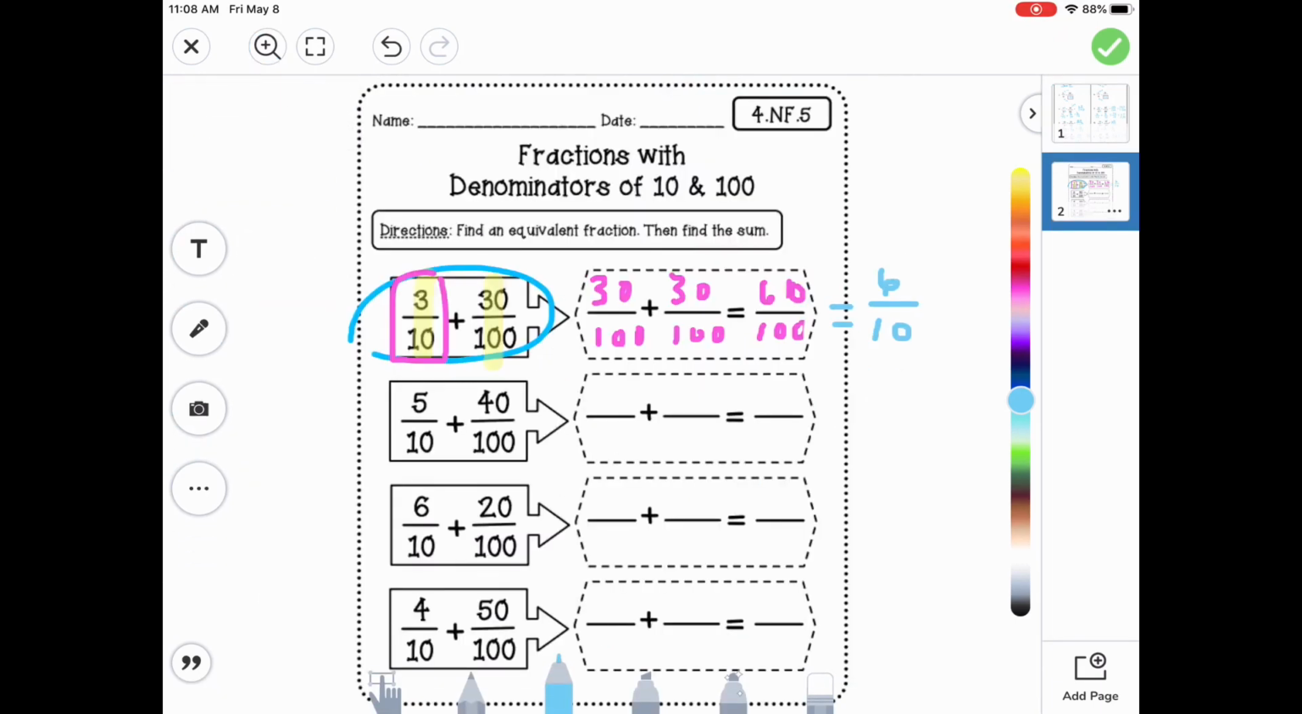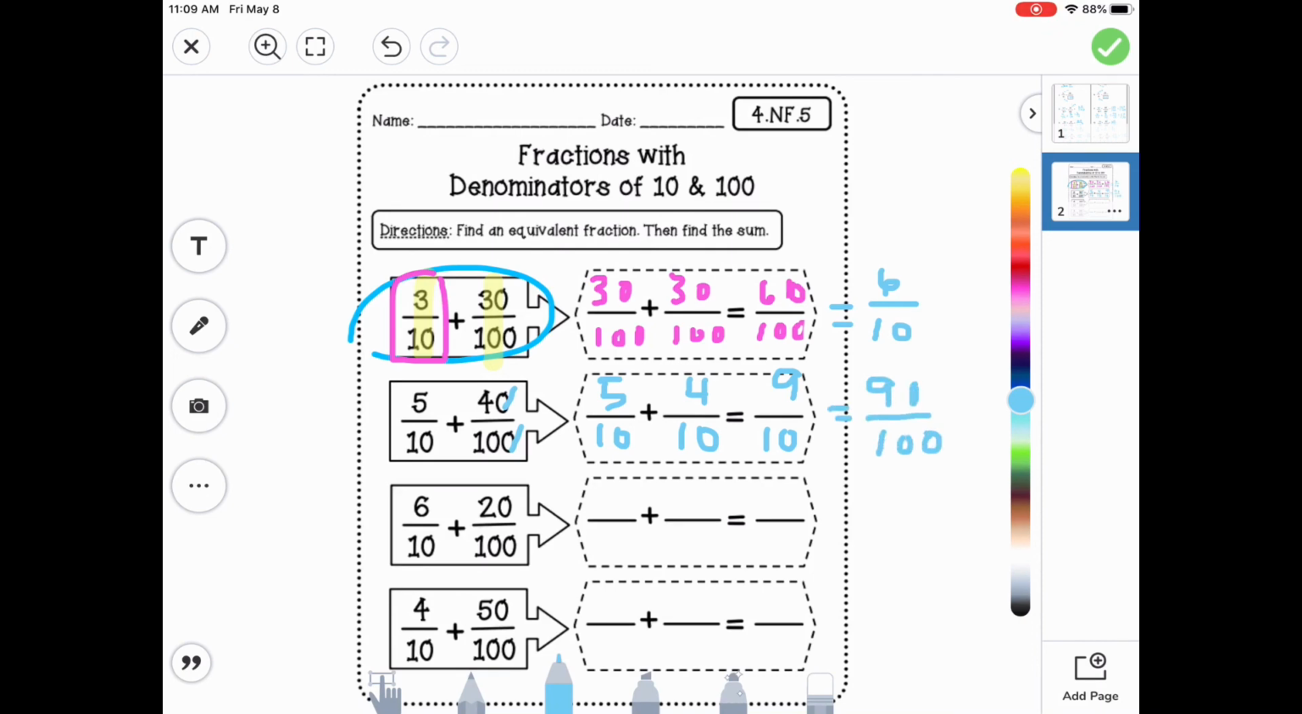On to the second page. Adding these together, I could have gotten 2 different answers each time. So if I had kept 5/10ths the same, I would have turned 40/100ths into 4/10ths, and I would have gotten an answer of 9/10ths. If instead you had chosen to turn them into 100ths, you would have gotten an answer of 90/100. Those are equivalent.